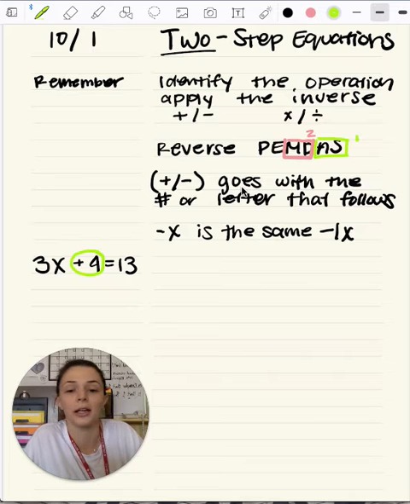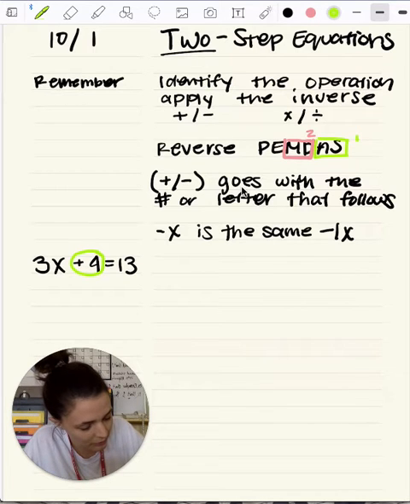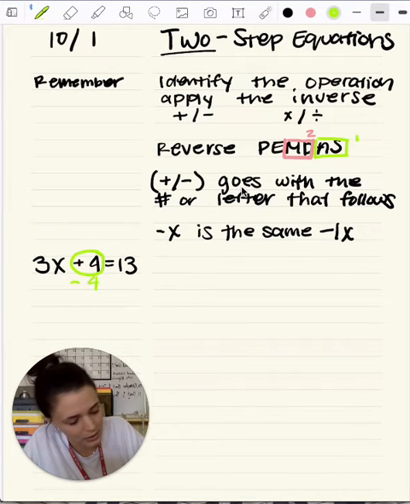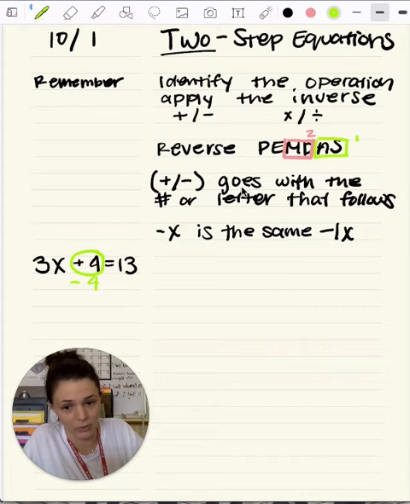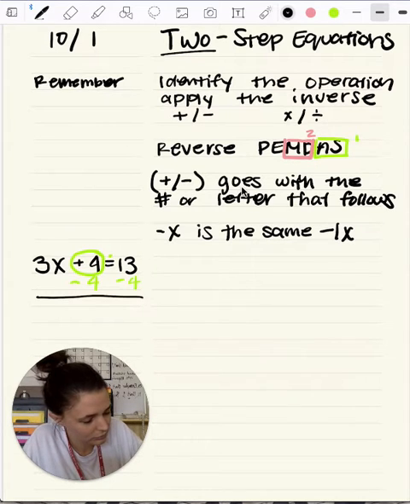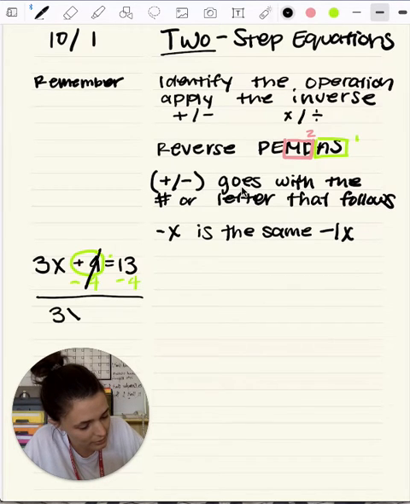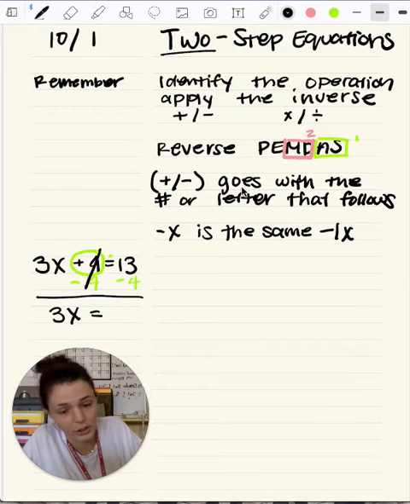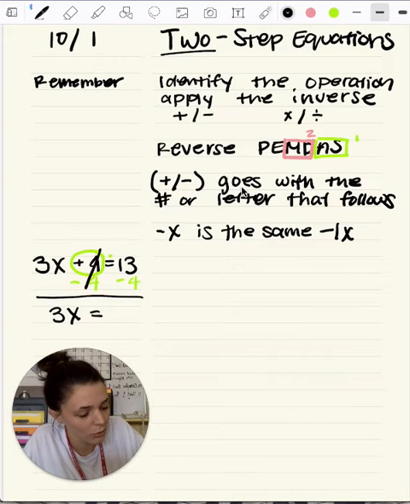So I'm going to do the inverse of addition, which is subtraction. If I do it from one side, I also have to do it to the other side of the equation so that it stays balanced. Our equal sign means it has to stay balanced. So once I do that, these cancel out, so I'm left with just 3x on that side, and then over here I need to do 13 minus 4, which is going to give me 9.